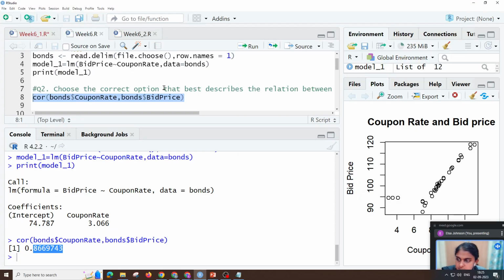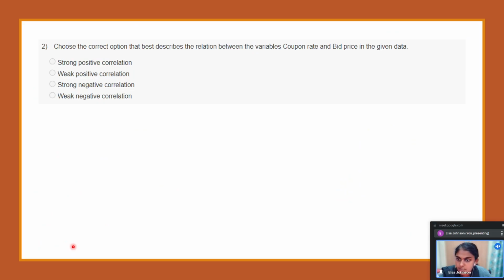From this answer, what can you say? You have got this value as 0.866. So can you tell me which is the answer? Yes, strong positive correlation is the answer.